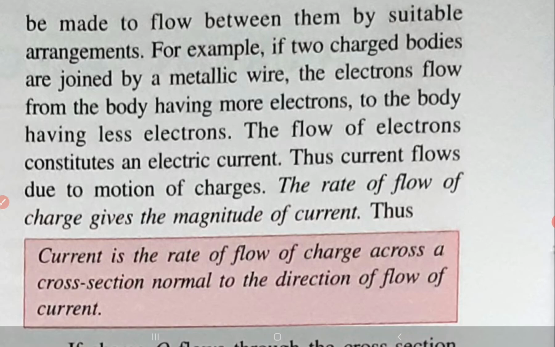Thus current can be defined as the rate of flow of charge across a cross section normal to the direction of the flow of current. So the cross section should be normal to the direction of the flow of current. Okay, let us try to understand this.